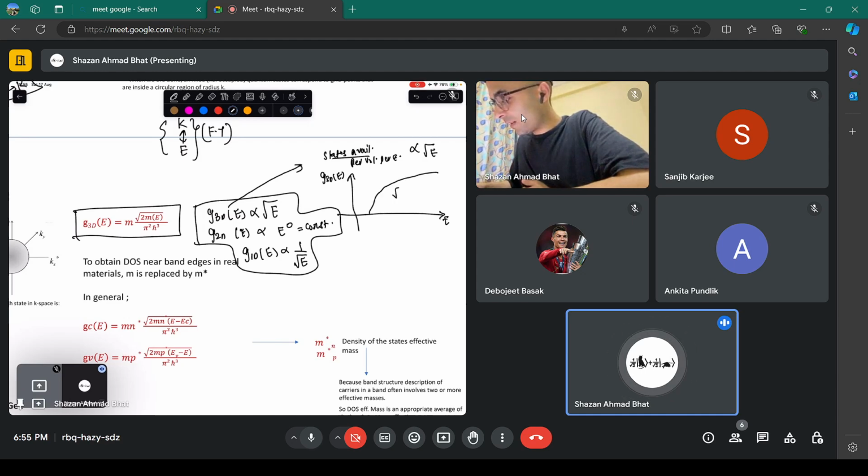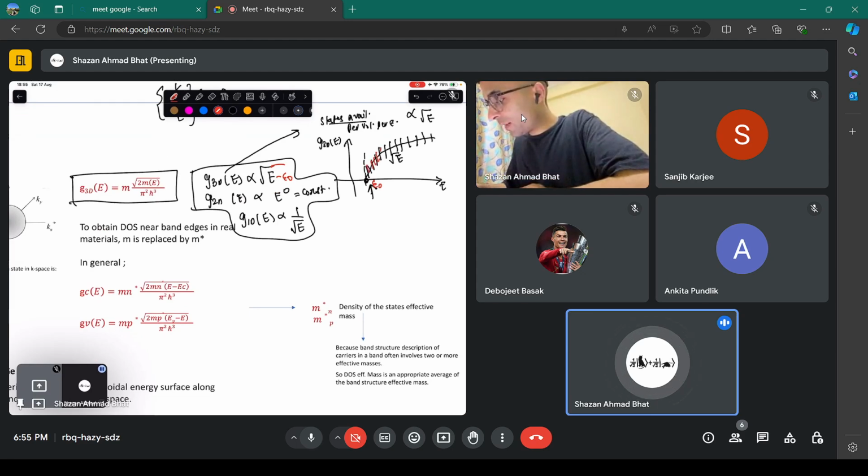It's the square root of E relation. That means there are more and more states above a certain energy. What this energy is, we will see. This is basically always written with respect to some energy. Let's say this is E naught. So you have more and more energy states above this E naught.